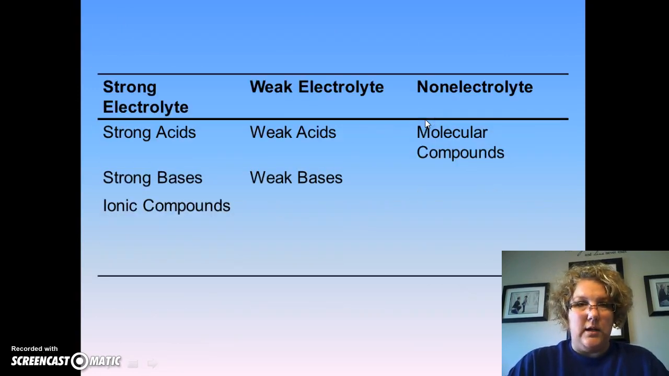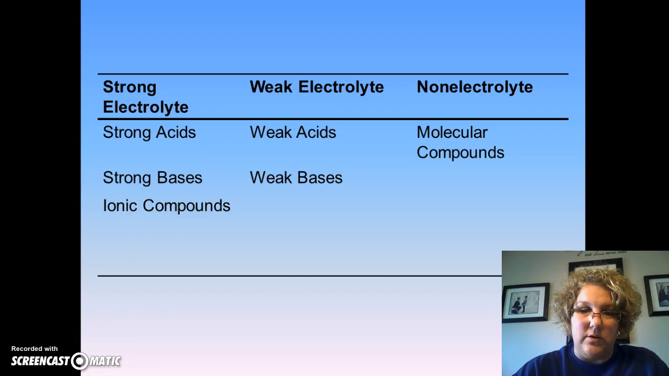All right, now, here's another summary: strong, weak, and non-electrolytes. Your strong electrolytes are your strong acids. Those 7 you have to memorize. Your strong bases are your soluble hydroxides. So any hydroxide with a group 1 metal or the bottom of group 2, calcium, strontium, and barium. Those are strong electrolytes because they are completely soluble in water. And then any other ionic compound that is soluble in water is also a strong electrolyte. So sodium chloride would be an example.